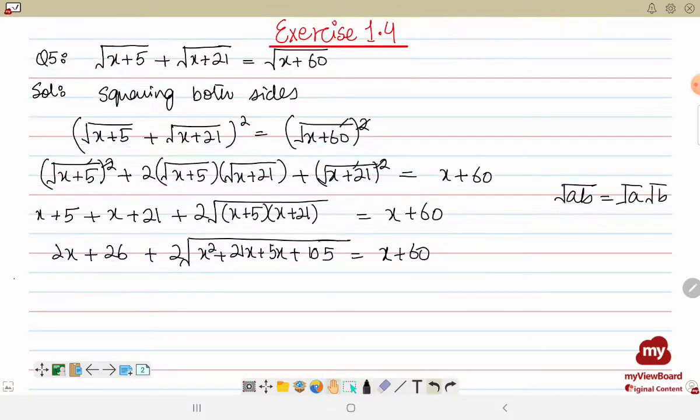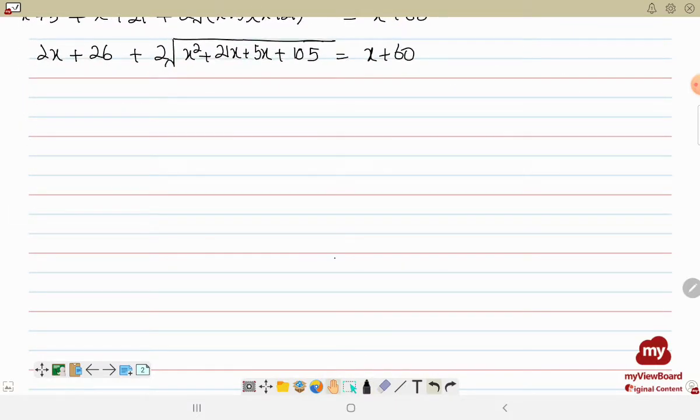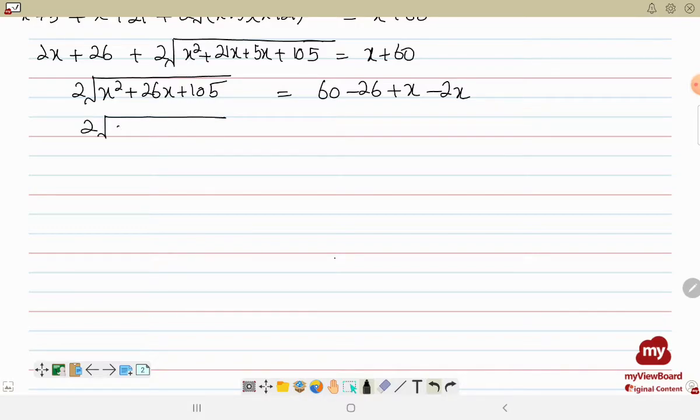Now we'll take the term without the radical sign to the other side, and we'll be left with just this term. We'll solve it. 21x plus 5x becomes 26x plus 105, and here we have 60 minus 26 plus x minus 2x, right? So we'll just simplify the right hand side. So here we'll get 34 minus x. So our type 2 is converted into type 1. We are left with one radical sign.